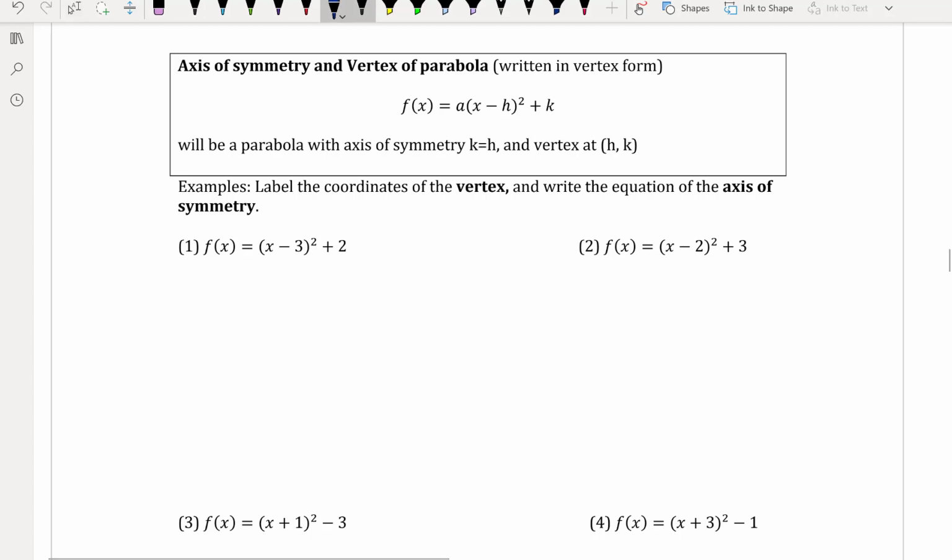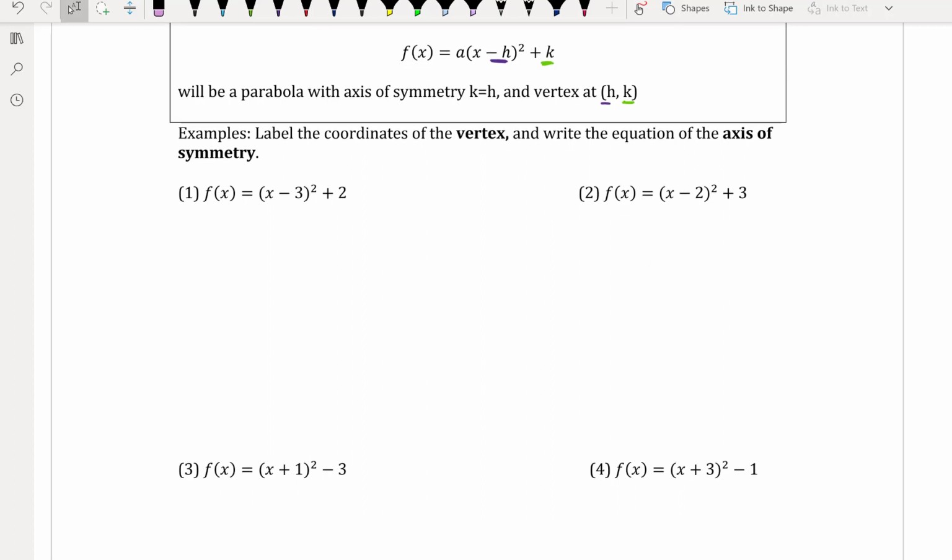Please notice that for our h value here, if it's a negative, it's positive. So the h value is always going to be the opposite sign, versus my k value is going to be exactly the sign that it is in my original formula. So here we go. It says, label the coordinates of the vertex and write the equation of the axis of symmetry. Noticing this formula, I can see where my h value is going to be.